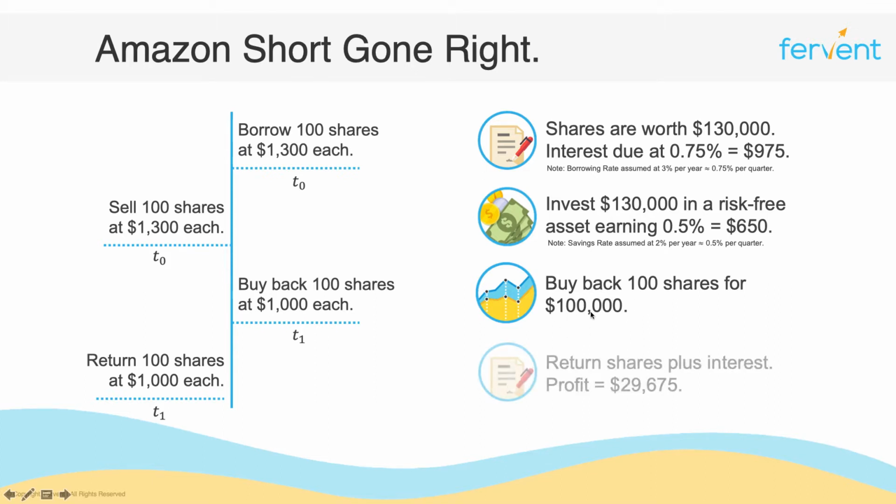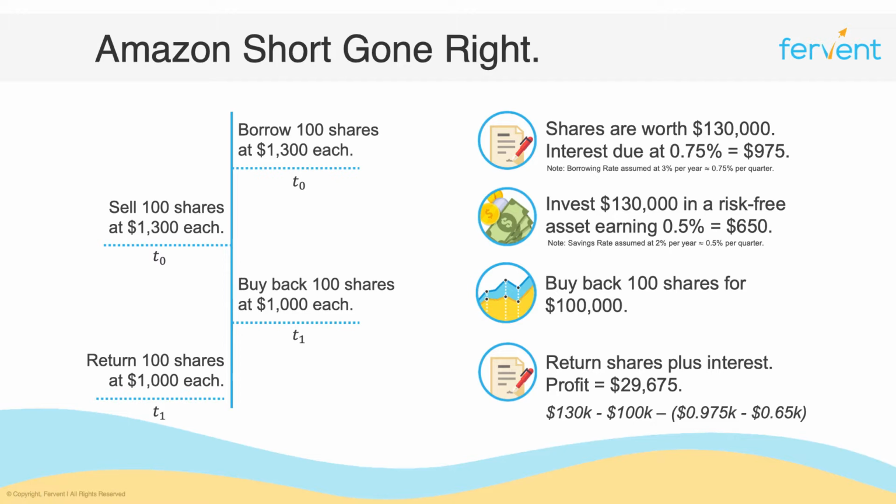So we've made a profit then of $29,675 because we received 130K at T0, we spent or paid 100 grand, that takes us to 30K, and then we paid $975 in interest, but we also received $650 in interest. So the net interest that we paid was $325. Take away the $325 and you end up with a profit of $29,675. Not bad.